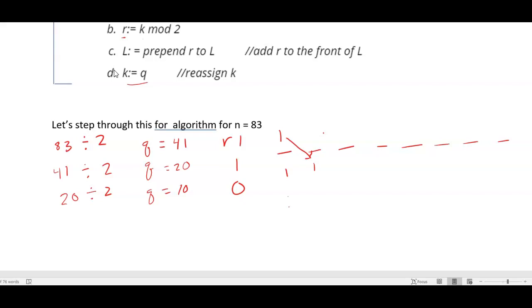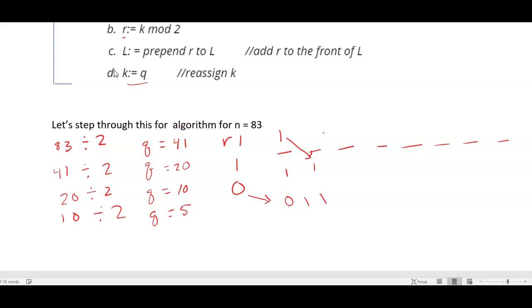So I put a 0 out in front of the 2 1s here. That 0 goes in front. It gets appended to the left. Now I do 10 divided by 2, and I get my quotient is a 5.